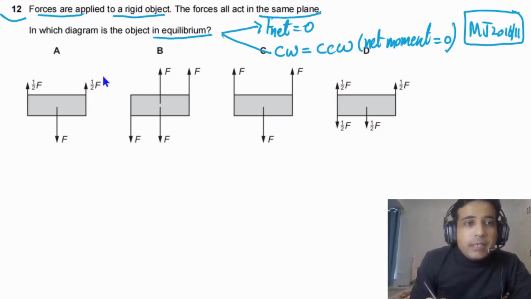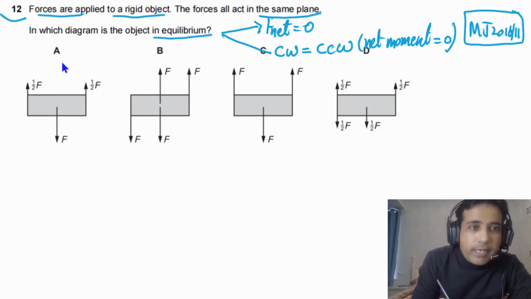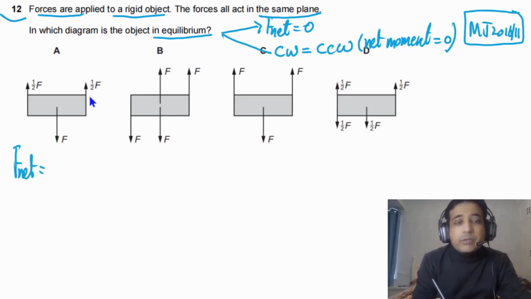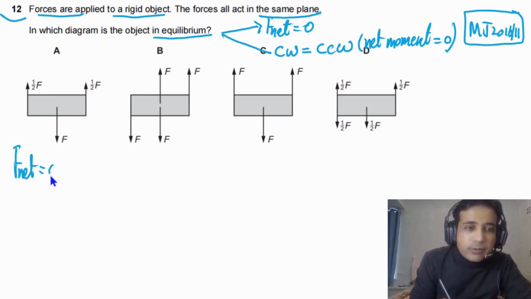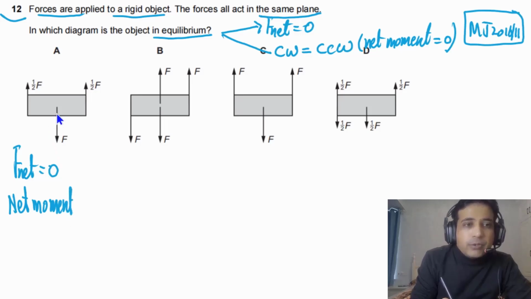In order to answer this question, if you look at option A, in this case we will write down first of all F net. Is F net equal to 0 or not? In this case F net is equal to 0 because the downward force is F and the upward force is also F, so F net is equal to 0. Now we need to find out, is the net moment in this case equal to 0 or not?